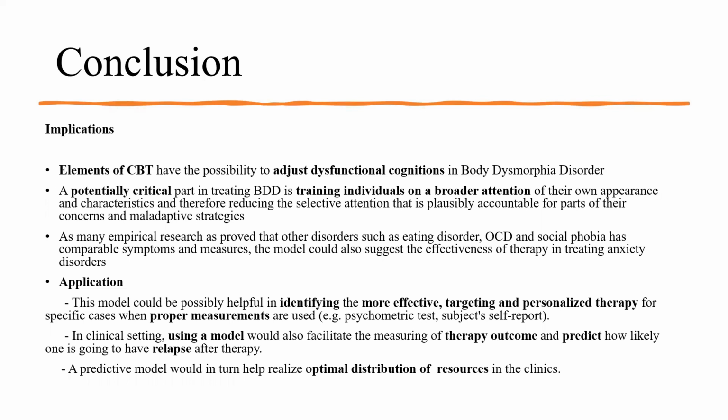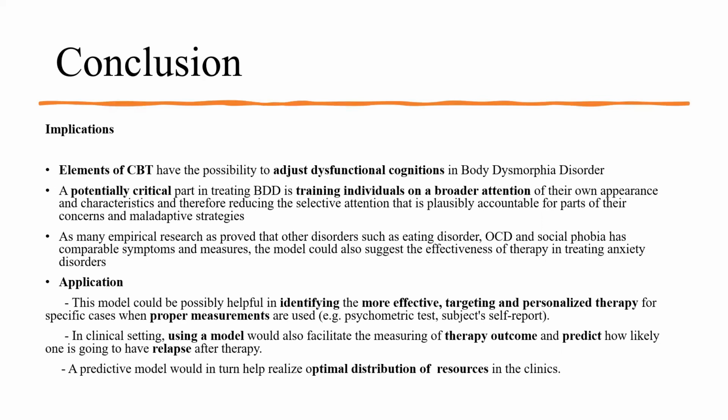And since many other related disorders, like other obsessive compulsive disorders and also anxiety disorders, have similar brain mechanisms happening, models like this could also maybe be applied to other disorder fields. And as for an application, we think that models like this can help to create a more effective, more targeted and more personalized therapy.